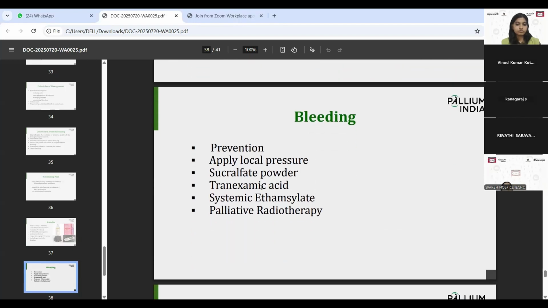Okay, these are all the methods to control bleeding. Apply local pressure. Sucralfate powder you can apply. Tranexamic acid you can apply. Systemic ethamsylate you can go with. Palliative radiotherapy, if it is needed and the patient is able and willing, we can go with palliative radiotherapy. Then adrenaline pack is enough to control the bleeding. Okay, next slide.